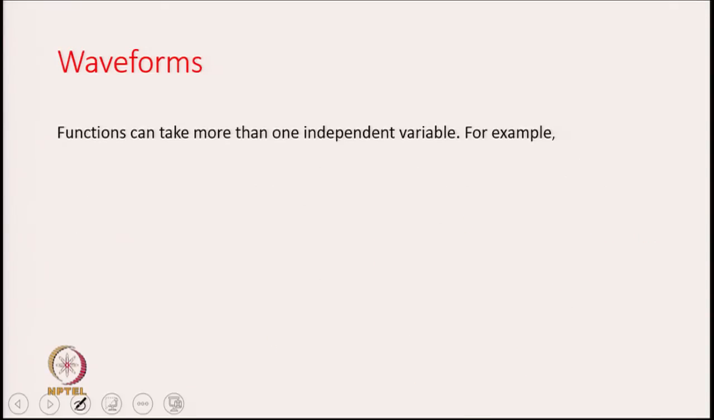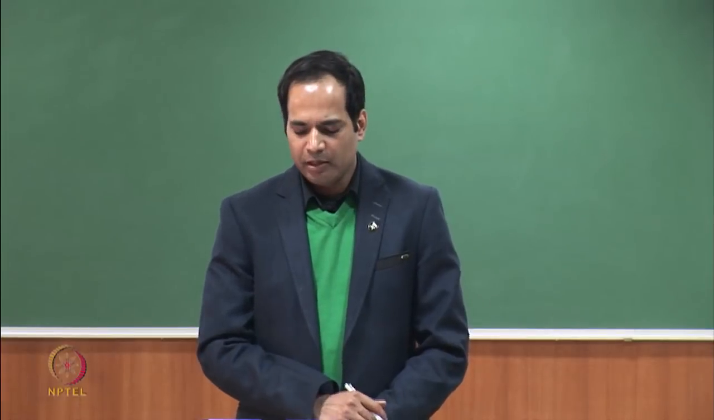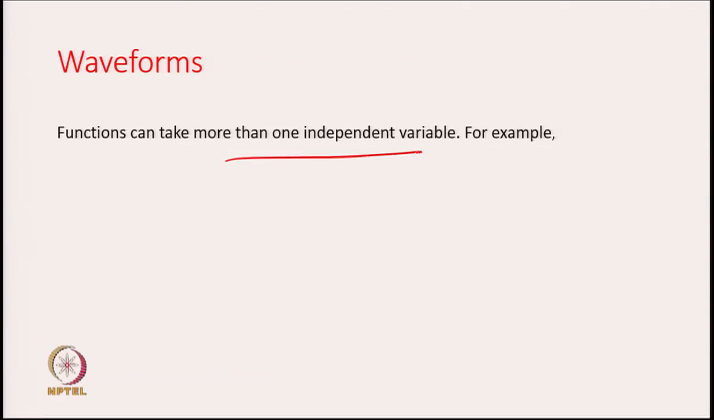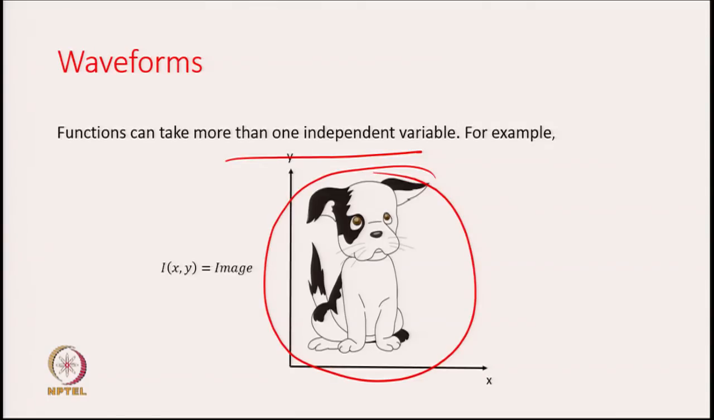Now, normally the functions can take more than one independent variable, right. So, we have been looking at functions with one independent variable, but functions in general can have more than one independent variable. For example, let us look at this picture of a dog. This image is also a function, right, and this function could be constructed by knowing the intensity of this image along x and y coordinates.